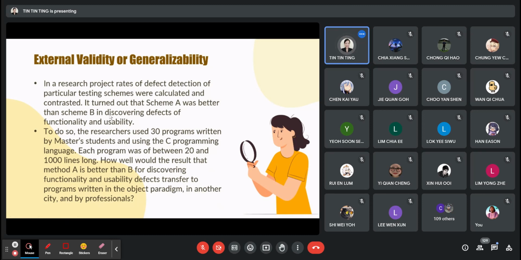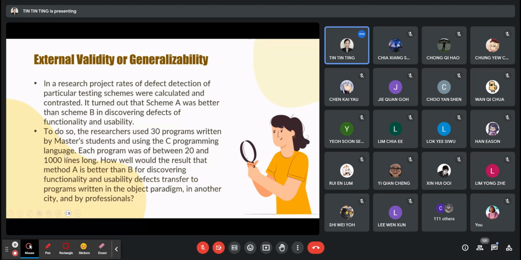Okay, but then can you say that scheme A, can you generalize it and say that scheme A is better than scheme B in discovering defects of function and usability in all the programs? You cannot say that. In all the programs, regardless of the programming language, you cannot say that. Because this research is focusing in C programming language only.